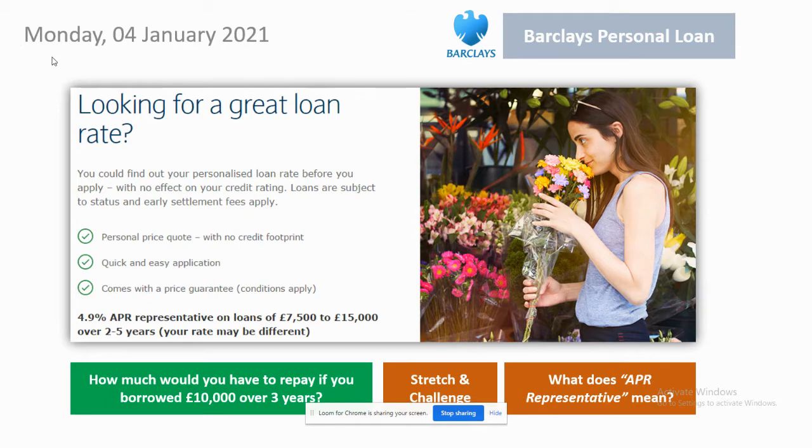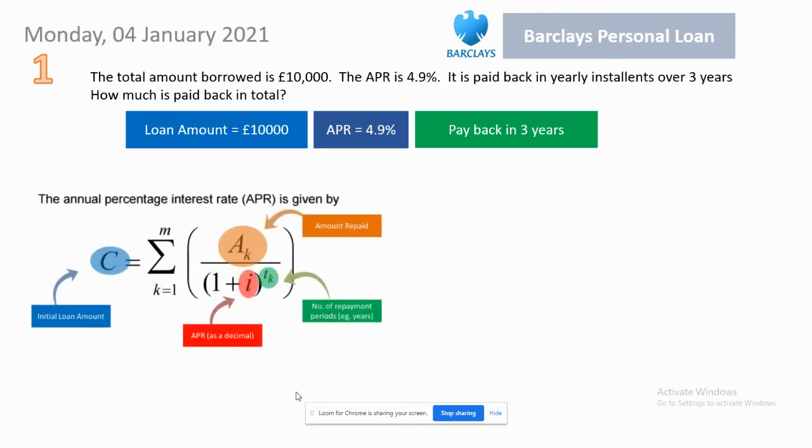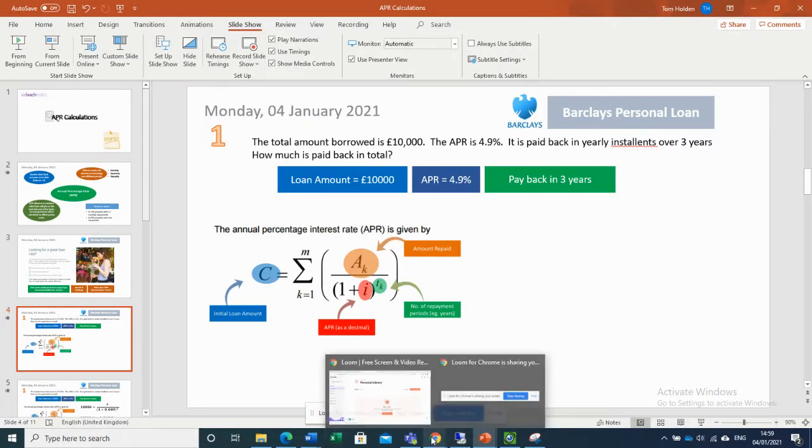Right, straight into an example here. This is an example of a loan from Barclays. As you can see down here, it's saying a 4.9% APR. This is the range of loans for this product. This is the range of years for this product. So in this particular question, we're going to look at how much you'd have to repay if you borrowed £10,000 over 3 years. First of all, we're going to look at the actual formula, which you'll see in your formula booklets. Right, I'm going to switch to pen and paper for this one.